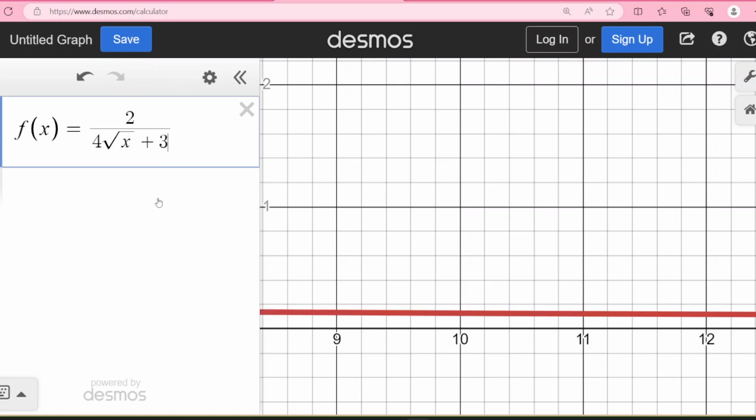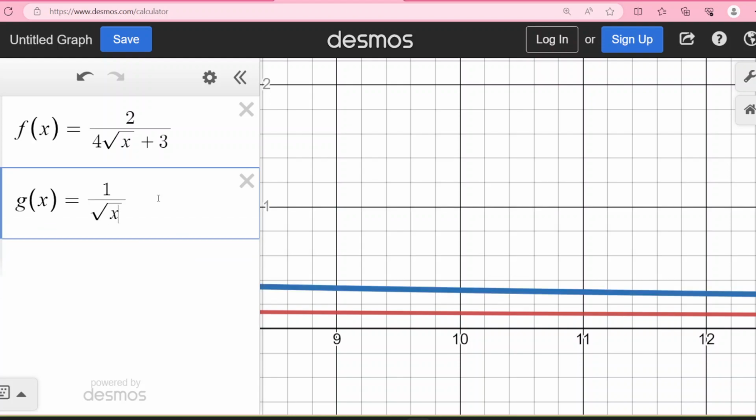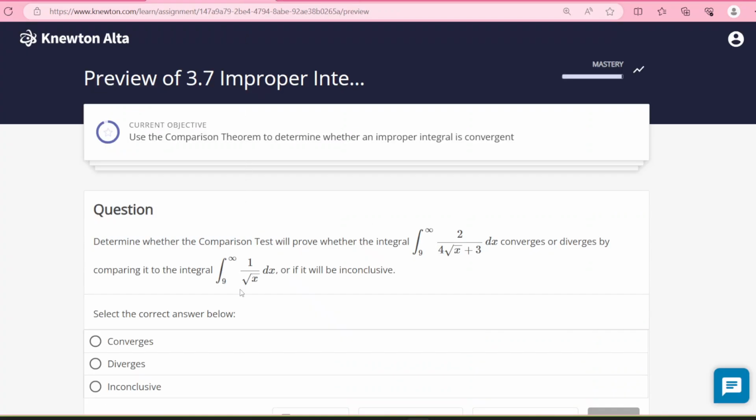All right, so there's the red graph. And then I know the other one's going to be larger. G of x equals just 1 over the square root of x. See, it's larger. And this integral is a lot easier to take, the integral from 9 to infinity of 1 over the square root of x. So let's do that integral. Now, since it's the larger one, if it converges, we know the smaller one converges, right? We'll know the original converges.